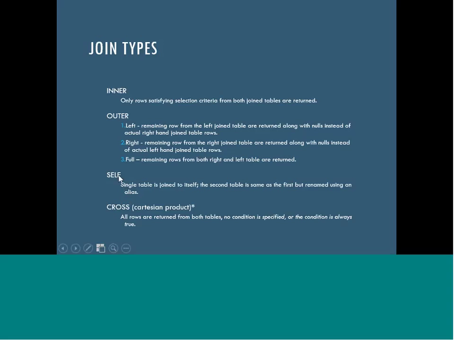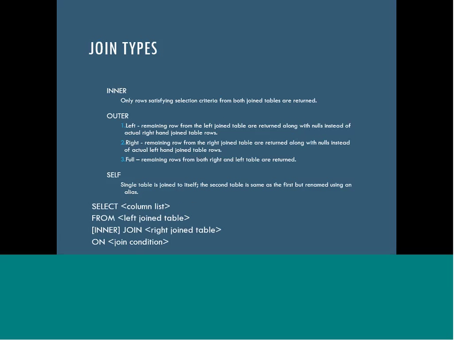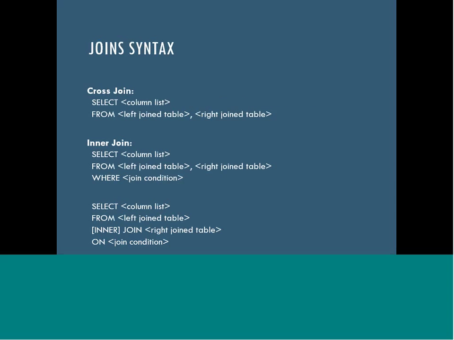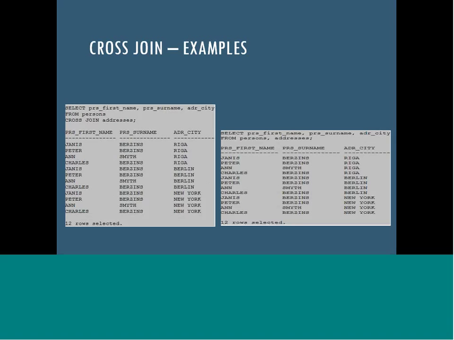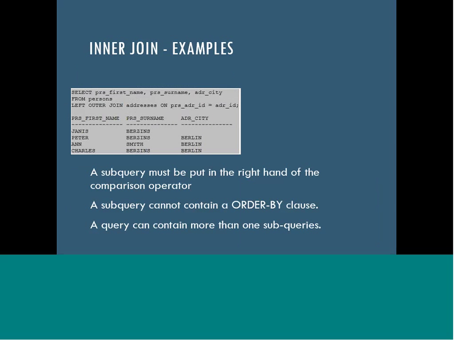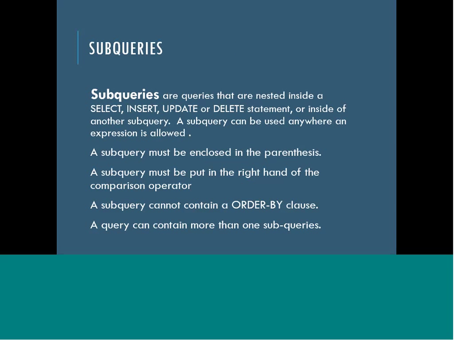Self join is when you join a table to itself. That is why it is called a self join. And then there is a cross join, which is the Cartesian product of two tables. This is just the syntax. We'll go through this now, and we'll cover the examples.